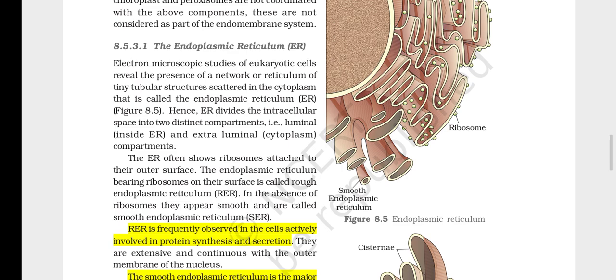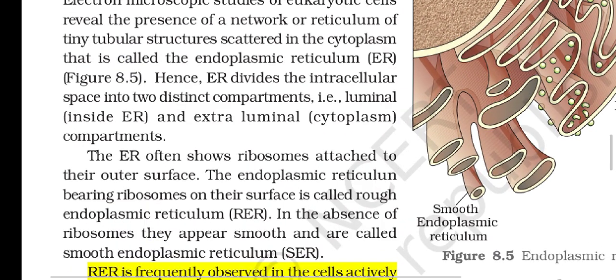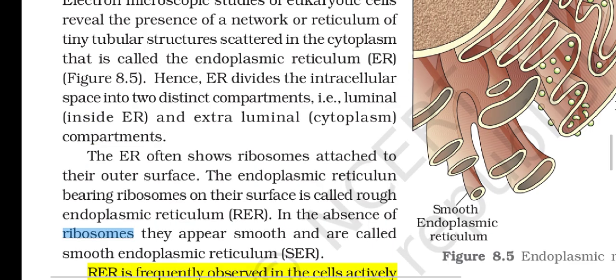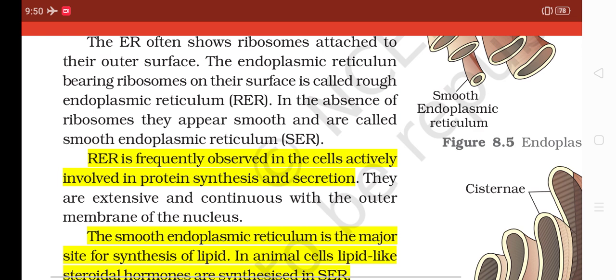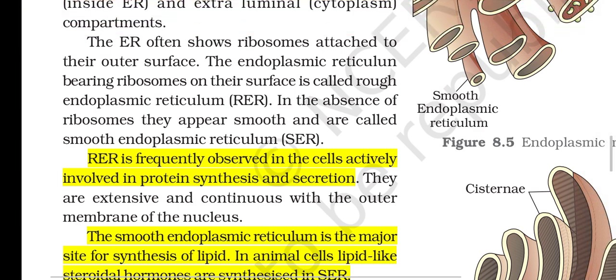The ER often shows ribosomes attached to their outer surface. The endoplasmic reticulum bearing ribosomes on its surface is called rough endoplasmic reticulum, RER. In the absence of ribosomes, it appears smooth and is called smooth endoplasmic reticulum, SER. RER is frequently observed in cells actively involved in protein synthesis and secretion. They are extensive and continuous with the outer membrane of the nucleus.